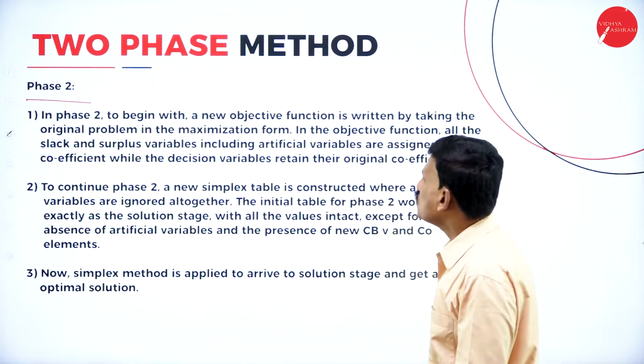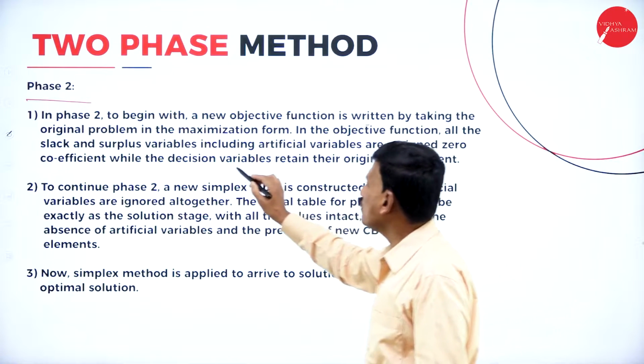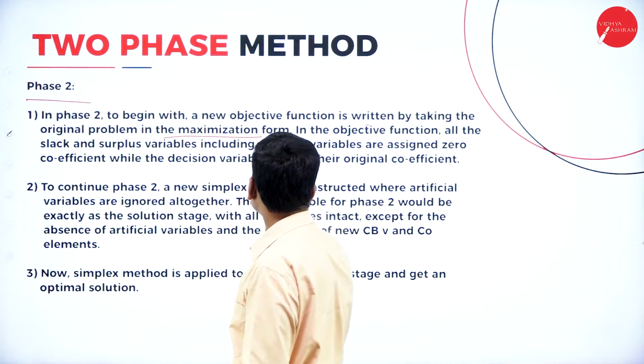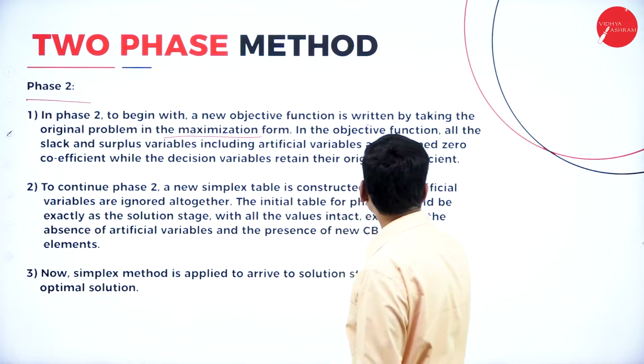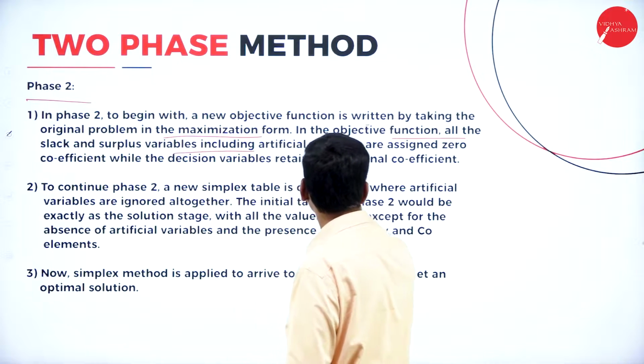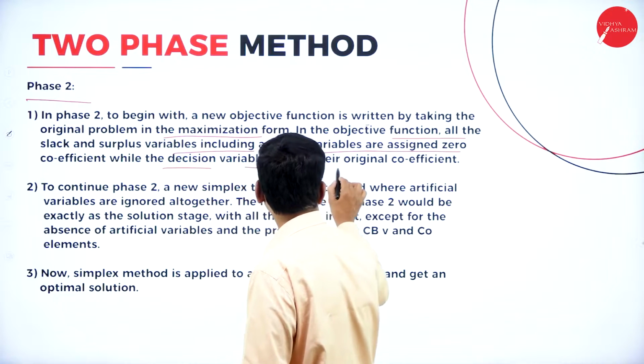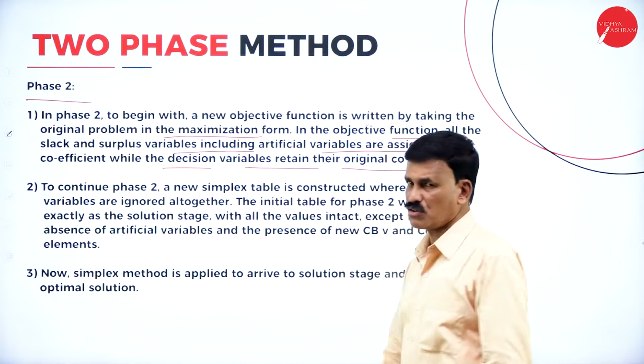In phase 2, to begin with, a new objective function is written by taking the original problem in the maximization form. In the objective function, all the slack and surplus variables including artificial variables are assigned 0 coefficient, while the decision variables retain the original coefficient.